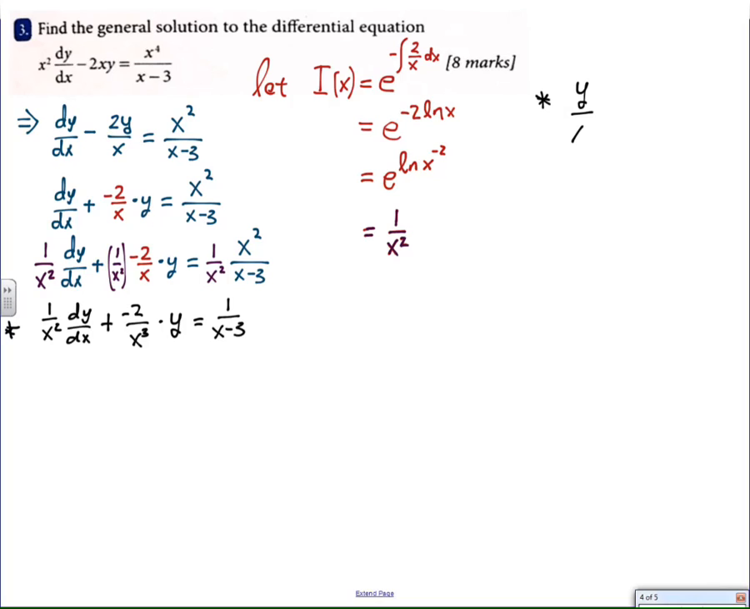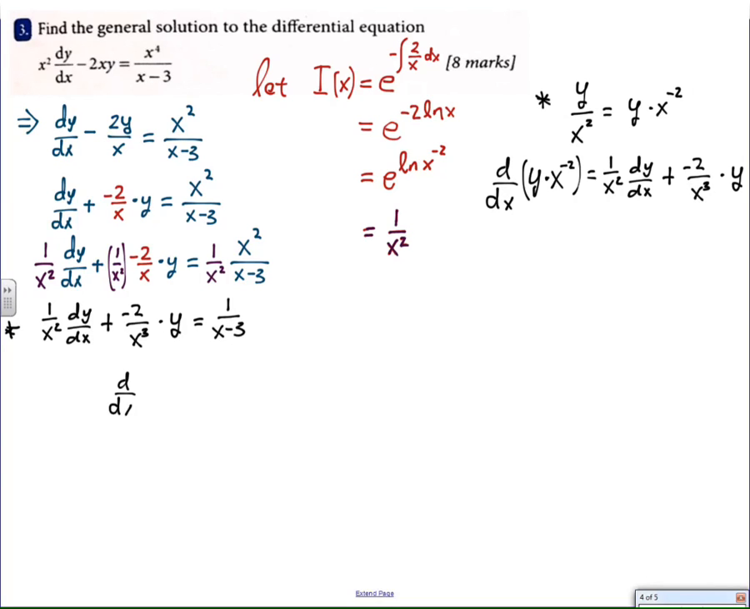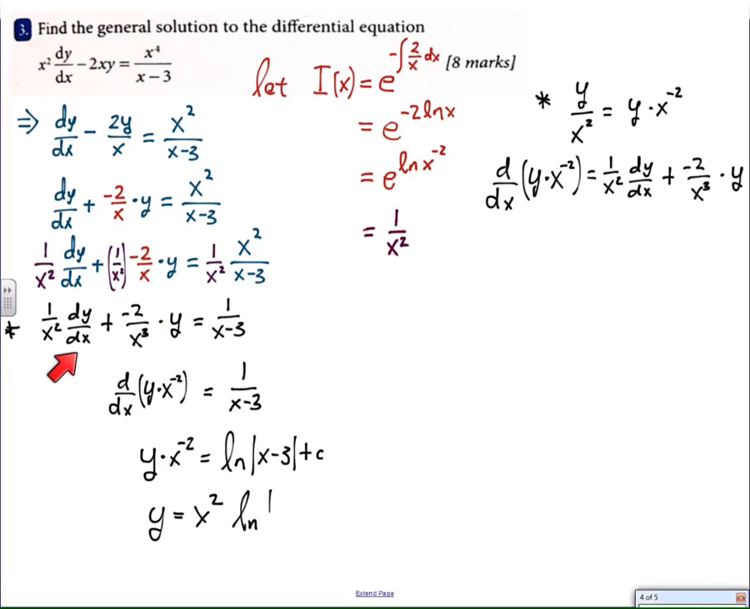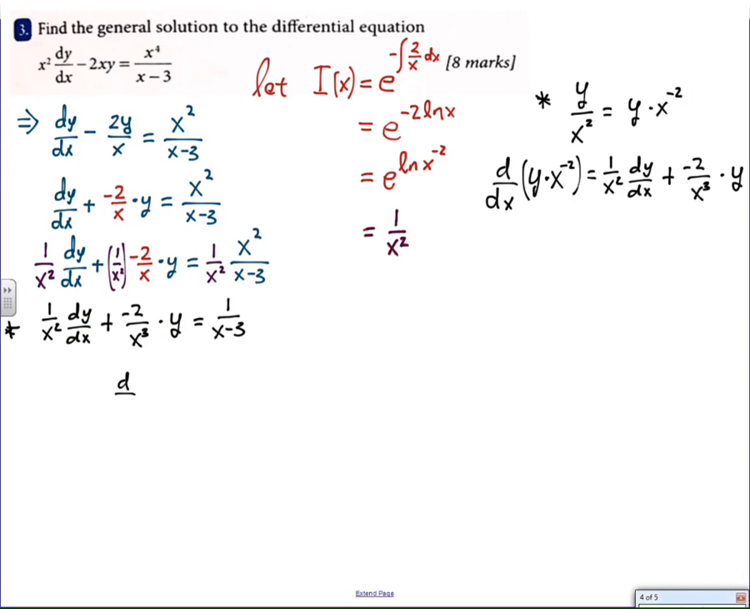So here's what this boils down to. What we see here is if I took the derivative of 1 over x squared, I would get negative 2 over x cubed. And if I took the derivative of y, I would get dy/dx. So this is the product rule. If you don't believe me, I'm just going to take the derivative of y times x to the negative 2, and it's exactly the same as what I have here. So I'm going to replace this entire mess with just the derivative of a product of the two functions, y and 1 over x squared. Sorry, I got ahead of myself on the writing here.